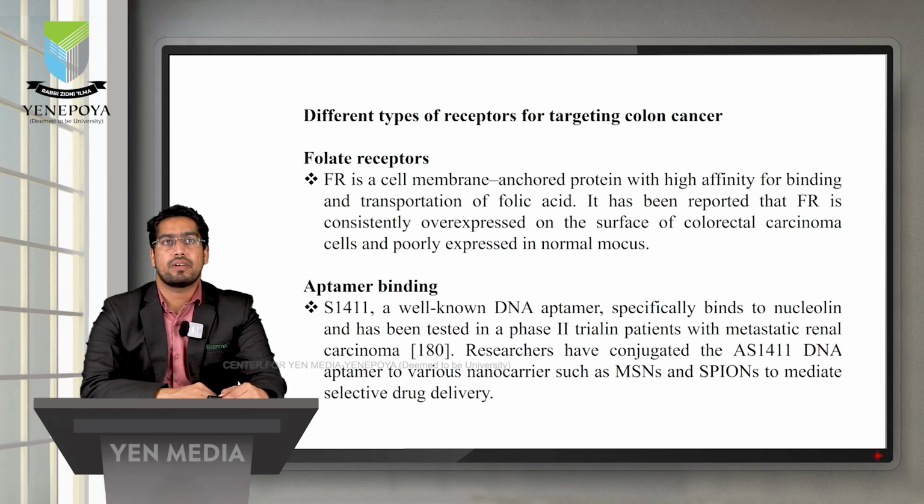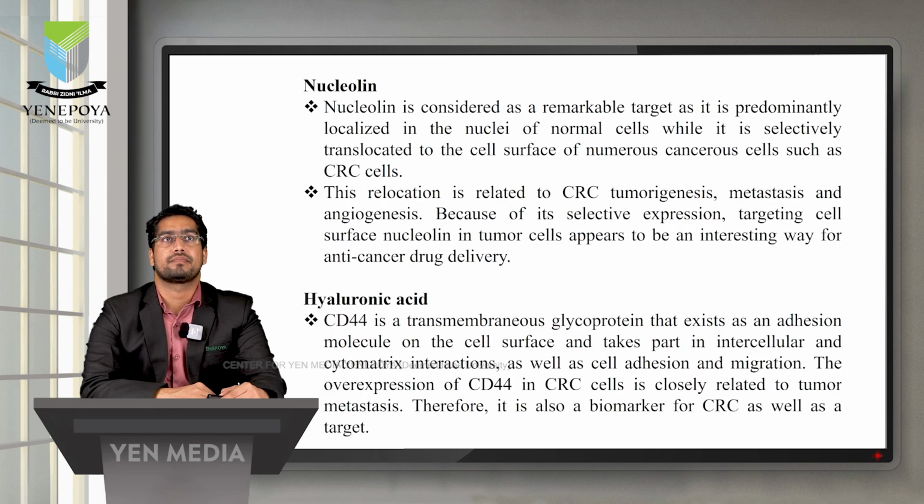So, aptamer binding. As we know, AS1411 is a well-known aptamer which specifically binds to nucleolin and has been tested in phase 2 trials in patients with metastatic renal carcinoma. So researchers have conjugated the AS1411 DNA aptamer to various nanocarriers such as mesoporous silica nanoparticles and superparamagnetic iron oxide nanoparticles to mediate selective drug delivery.